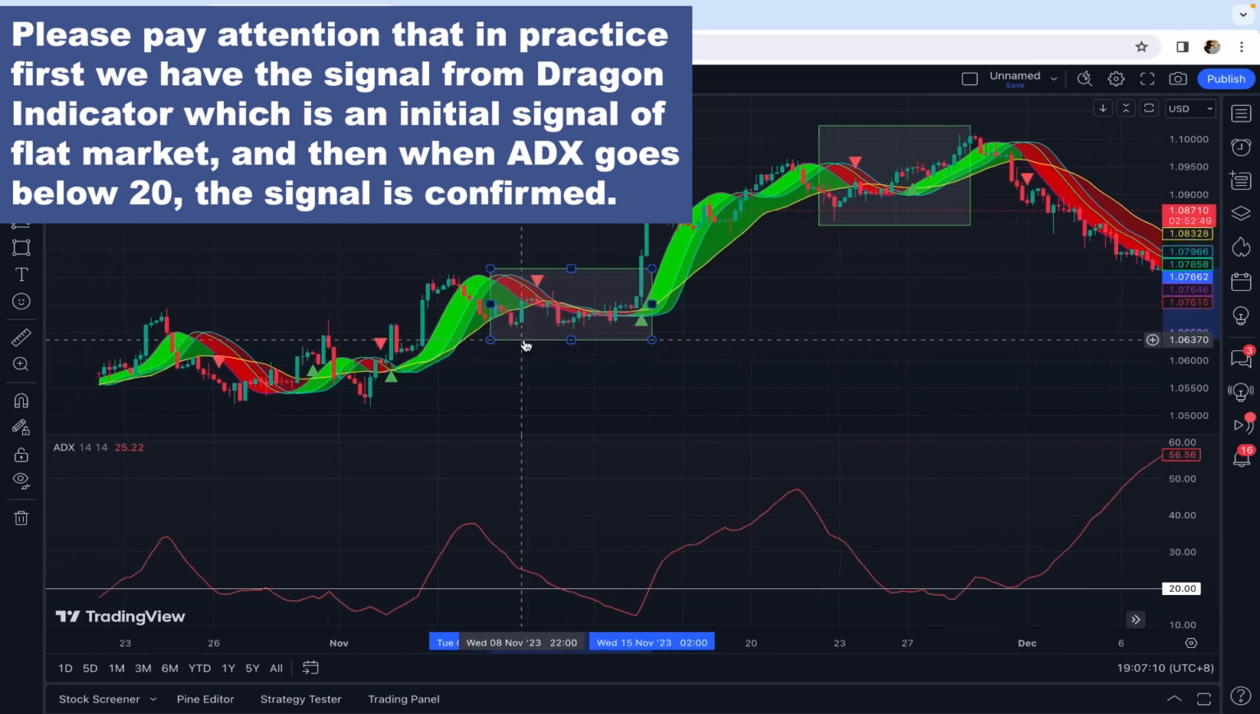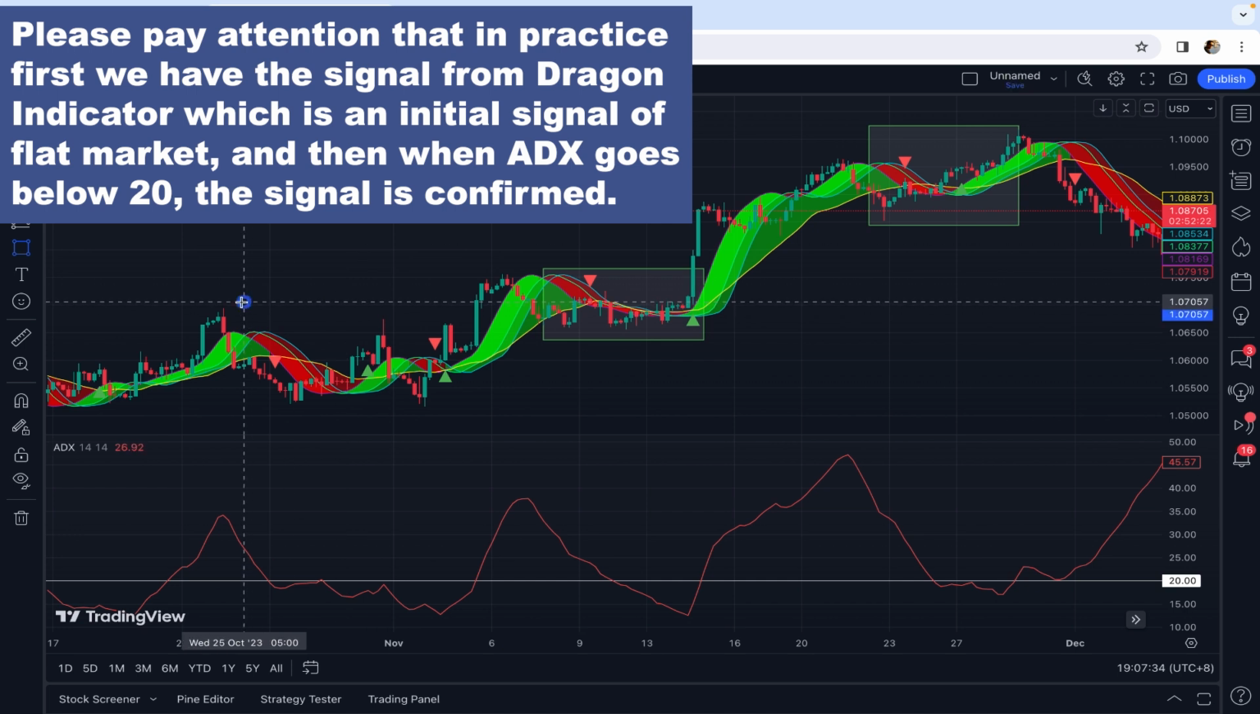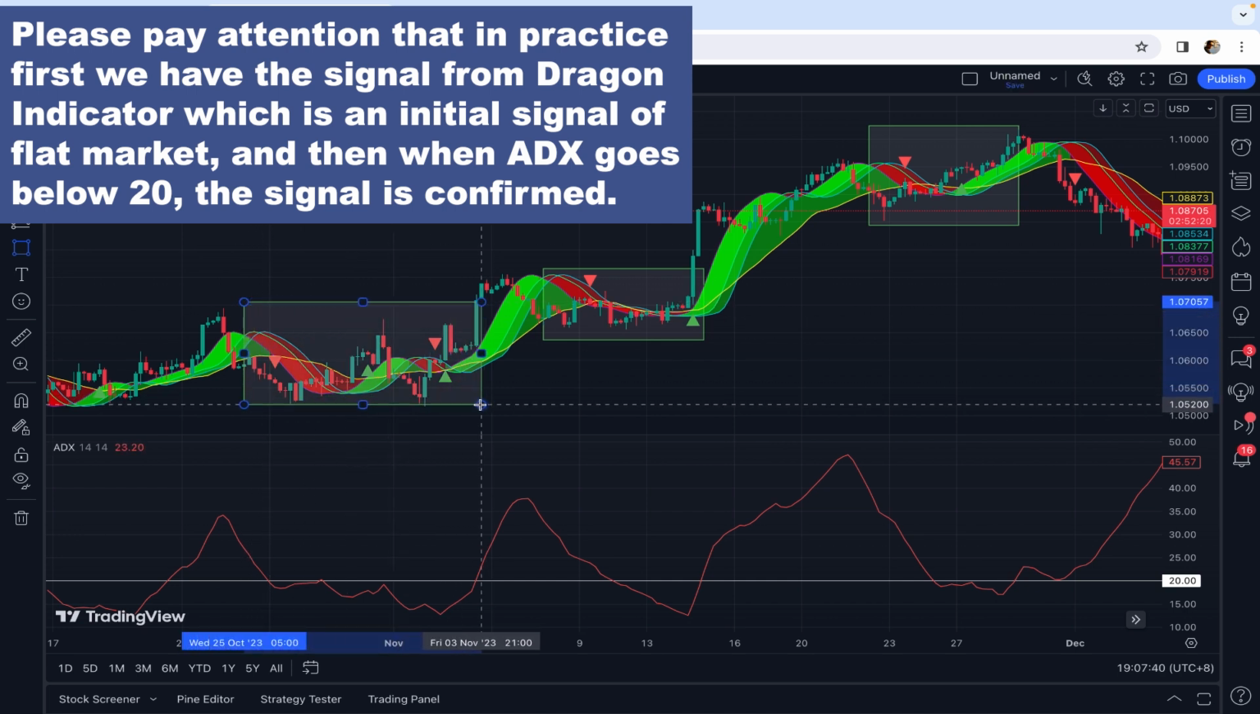To show you one more example, here you can see that ADX went below 20 and this indicator turned to red from here. So we can say that starting from here, the market was flat up to this point where ADX again went above 20. In practice, when the indicator turned to red here, the ADX is still above 20. This is the initial signal that the flat market is probably starting, and when ADX goes below 20, it's confirmed and you can say that the market is flat.